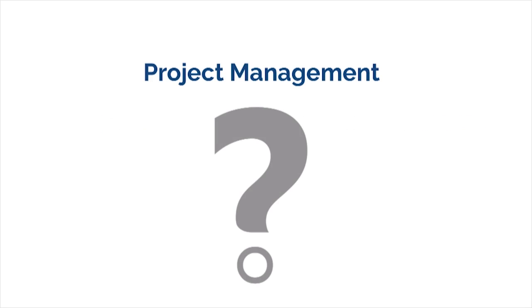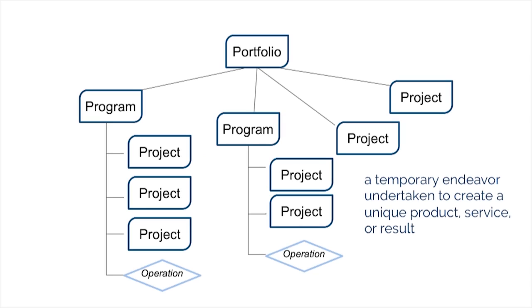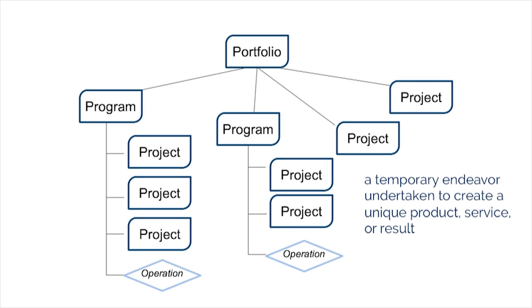And finally, how do we define project management? Well, project management is the application of knowledge, skills, tools, and techniques to project activities to meet project requirements. I want to briefly discuss three important terms and how they relate to each other. A project is a temporary endeavor undertaken to create a unique product, service, or result. You'll want to remember that a project is unique, temporary, and progressively elaborated.